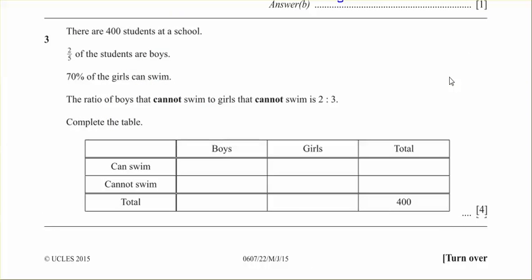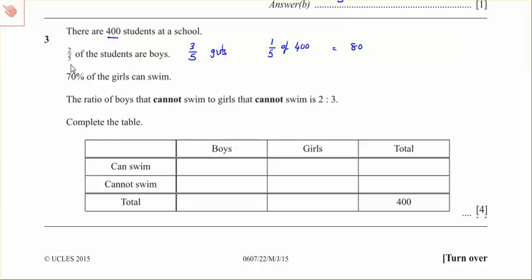Okay, so question 3. We've got many parts to this. We'll take it in turns to do little bits. So first of all, we need to know there are 400 students at a school, so total boys and girls. 2/5 are boys, which means there must be 3/5 that are girls. So what we could do with is working out 400 divided by 5. So 1/5 of 400 is 80. So 40 divided by 5 is 8, with another 0 is 80.